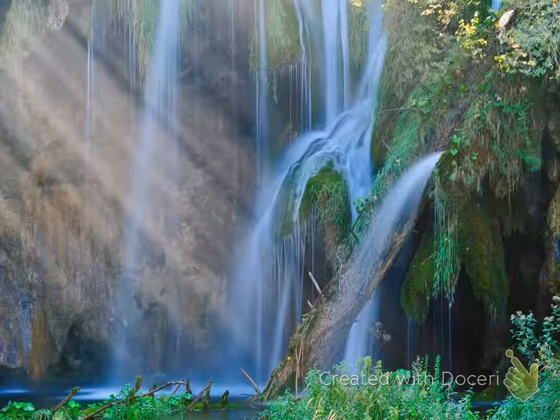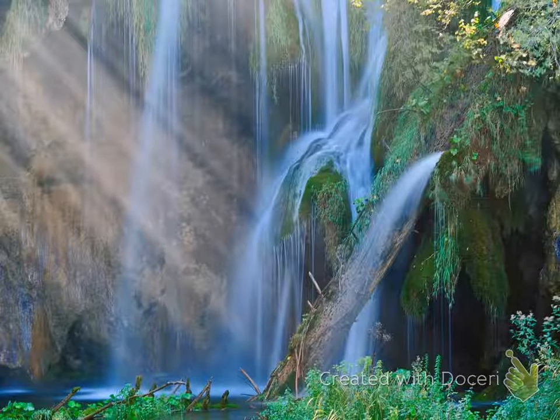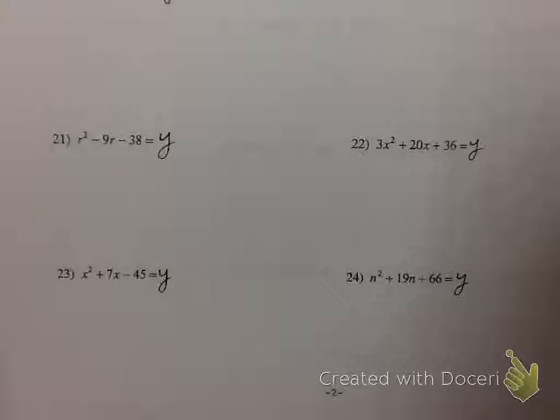All right, so 21. 21's basically the same as the other ones we've done. They've just got fractions in there. So I look at A. Is A good? Yep, so I don't have to do anything with it.